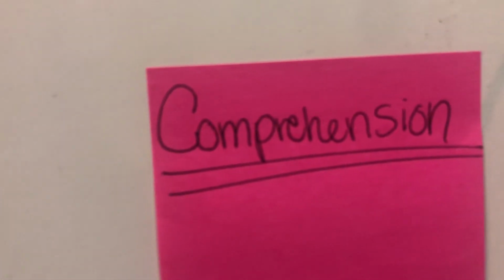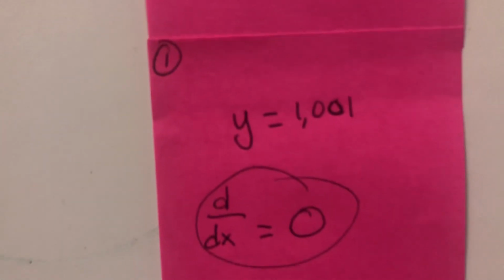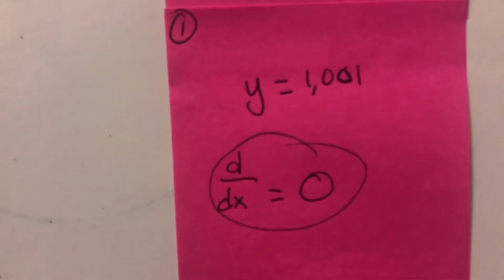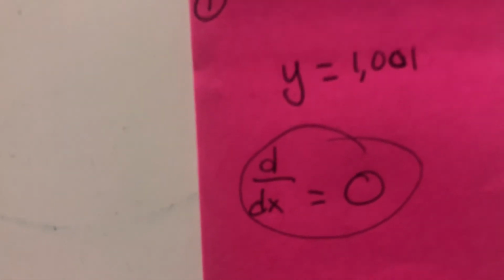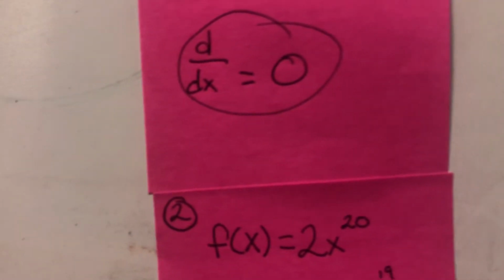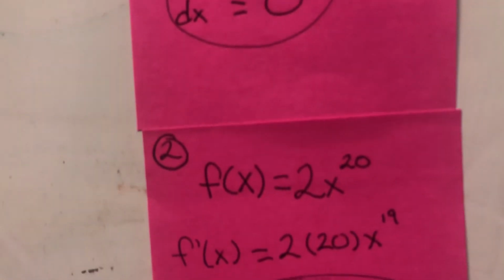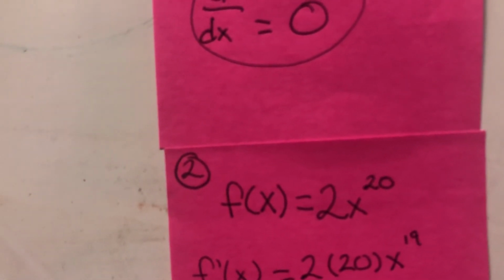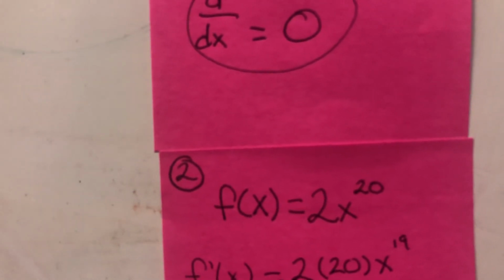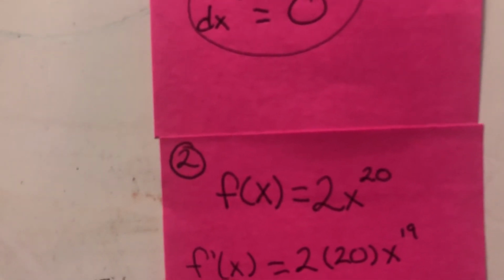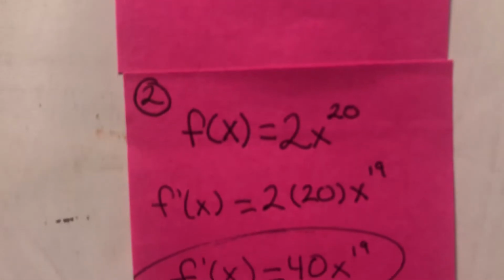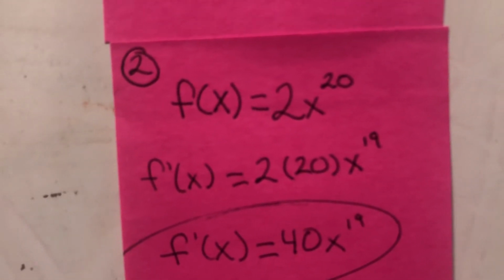Let's go ahead and look at some example questions. The first one here is y equals 1001. The answer here, because it's just a constant, is going to be 0. Second problem is f of x equals 2x to the 20. What we're going to do is bring down that 20, and then you're going to subtract 1 from the exponent, and go ahead and simplify. You're going to get 40x to the 19.